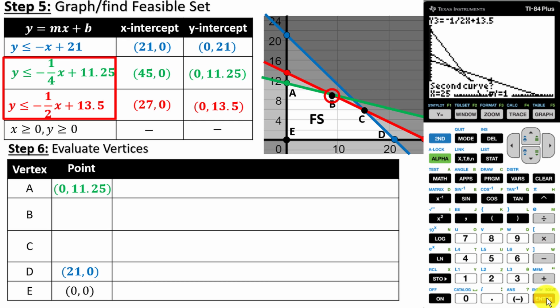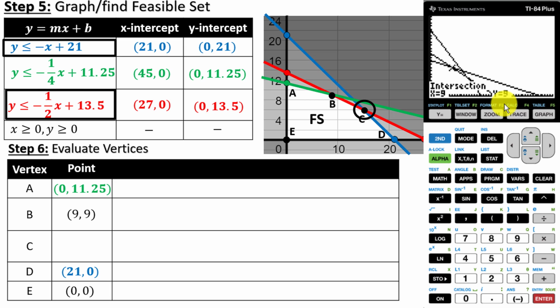Now it's asking for the second curve, which we want to be the curve with a slope of -1/2. It looks like the calculator is on that curve, so press Enter, and then Enter one more time, and you will see the intersection of x equals 9 and y equals 9. So the point 9, 9 is point B. Let's do it one more time to find point C, which is the intersection of the blue and red curves.